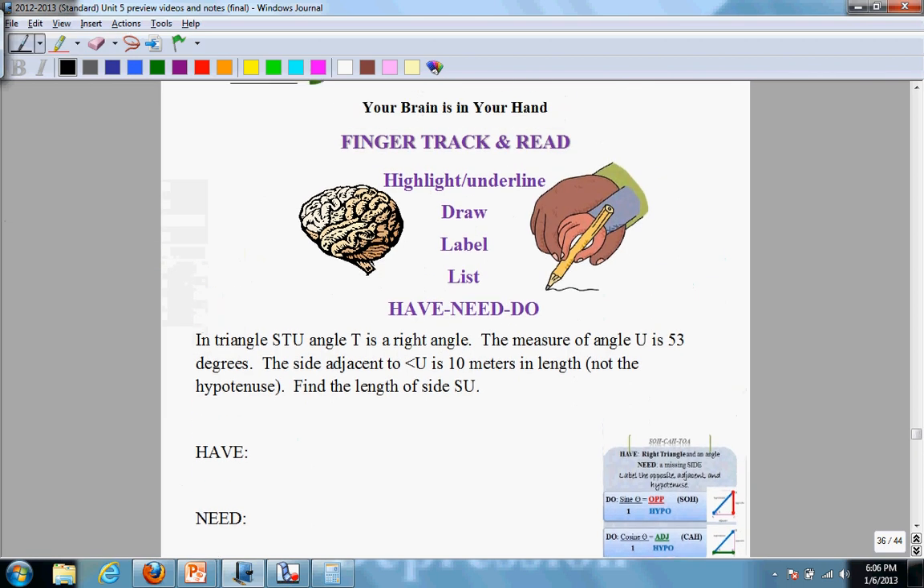It says in triangle STU, T is a right angle. The measure of angle U is 53 degrees. The side adjacent to U is 10 meters in length, not the hypotenuse. Find the length of SU. So we finger tracked and read. Now we're going to highlight and underline, draw a label list.